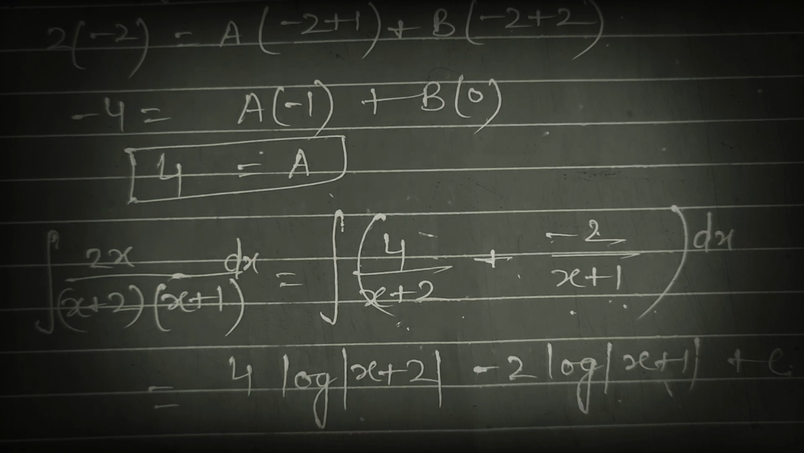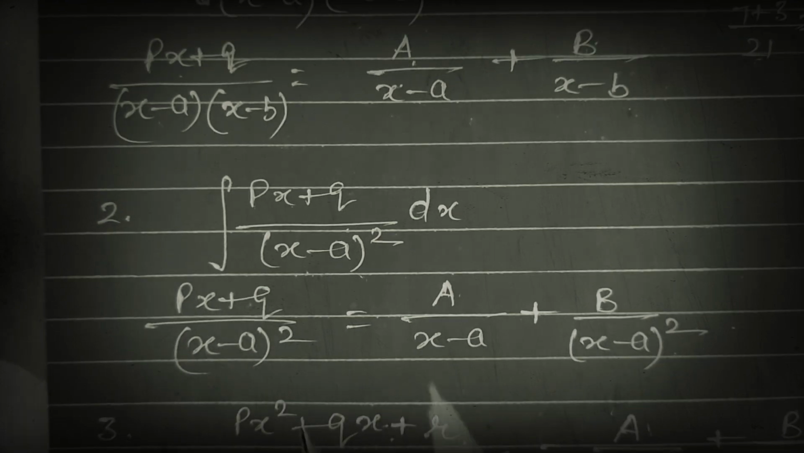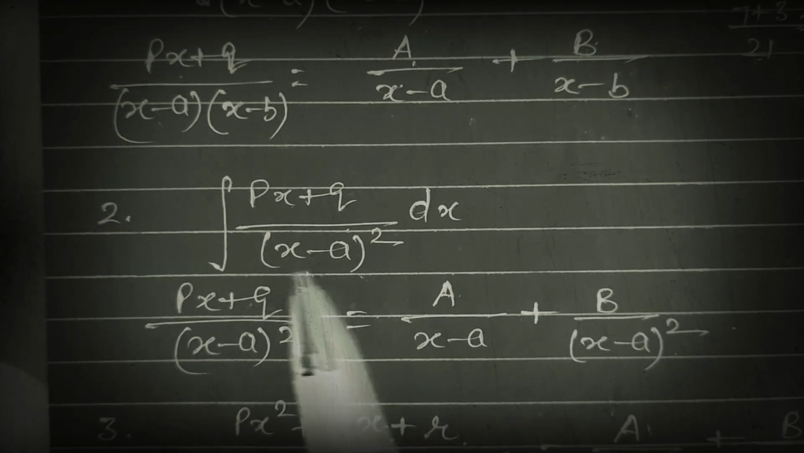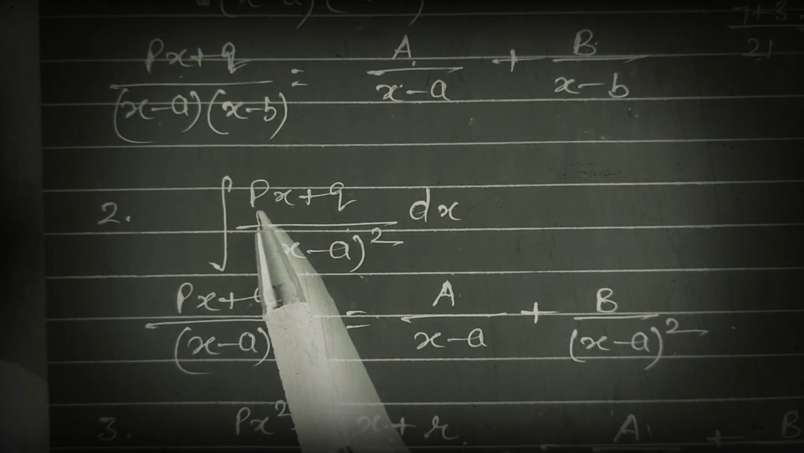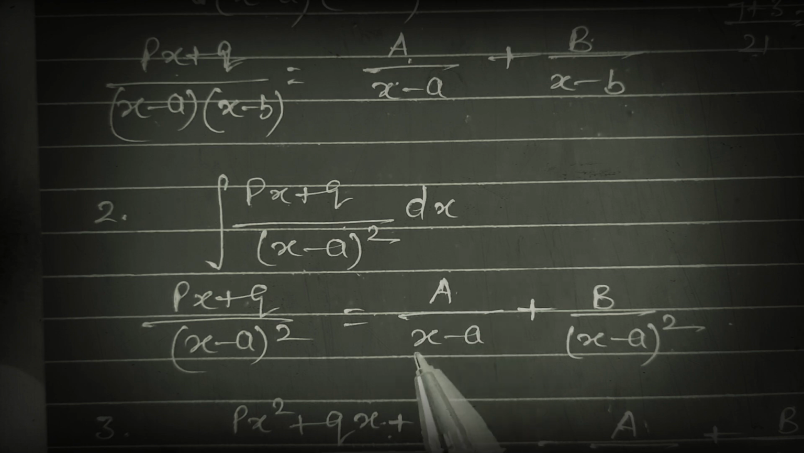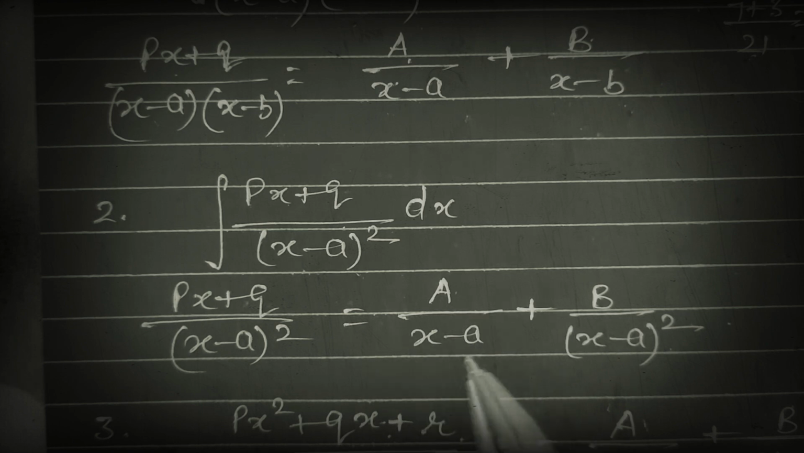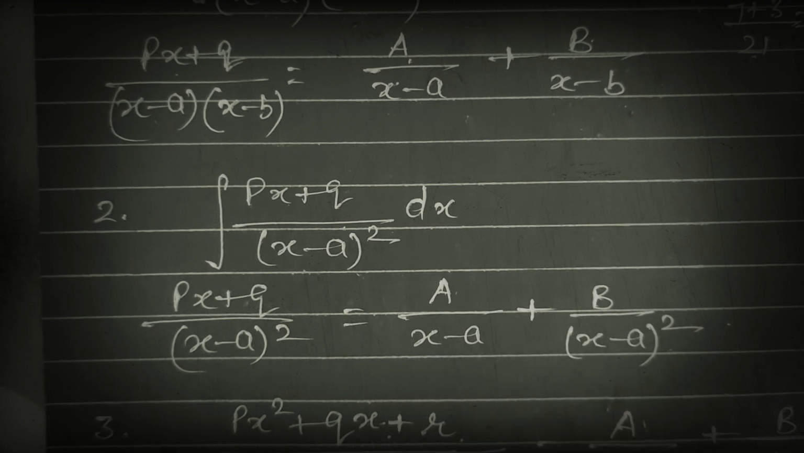Now we will discuss the second type. The second type is (px plus q) upon (x minus a) whole square dx. We can write this as a upon (x minus a) plus b upon (x minus a) whole square. For a upon (x minus a), firstly we take the single power and then the square. If a cube is given, we write firstly single, then square, then cube.